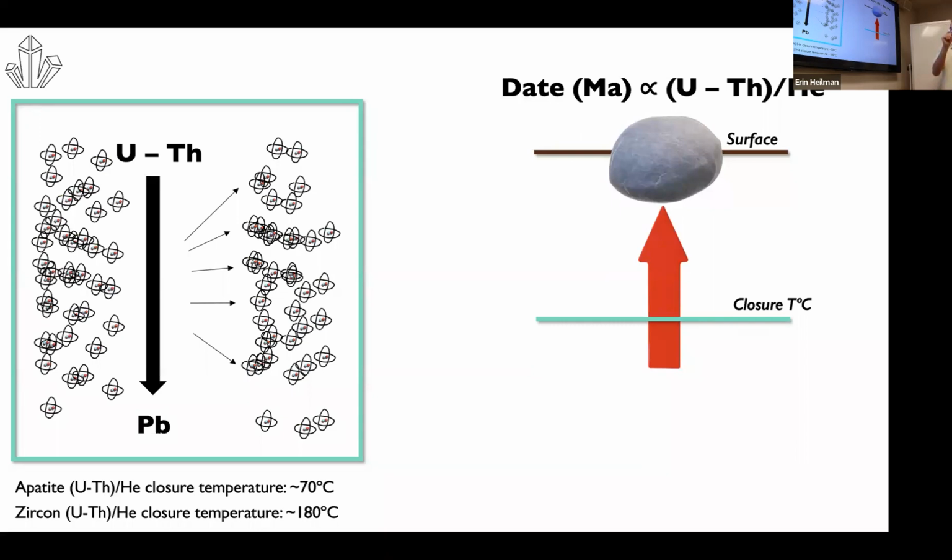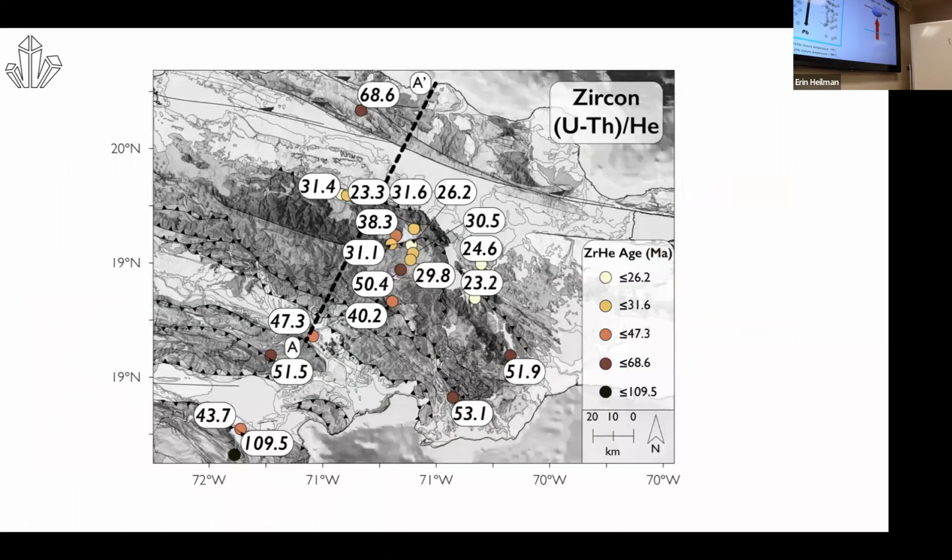So apatite has a closure temperature of about 70 degrees Celsius, so like 3.5 kilometers, assuming a 25 degrees C thermal gradient. And then zircon has a bit higher closure temperature, about 180 C, so even deeper, like 6 or 7 kilometers. So looking at our zircon data, we'll obviously have older ages than our apatite because it's going to be higher temperature. The rocks passed through that closure temperature much longer ago than they would have passed through the apatite closure temperature.